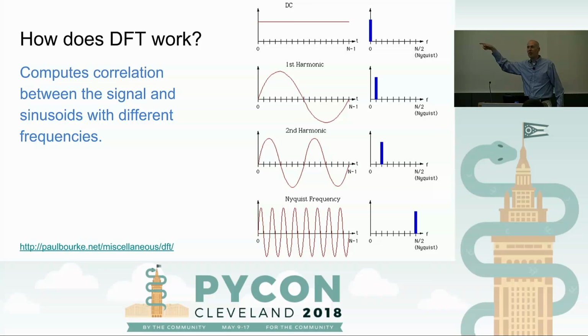And now what I can compute is the correlation of my signal with each of those sinusoids. And if my signal contains a strong component at a given frequency, then that correlation will be high. And if I don't have any energy at that frequency, then the correlation will be low. And that's what you see in the right-hand column there, a spike at each frequency where the height of that spike is proportional to the amplitude or energy. It can be either one. The energy that's in that frequency component.